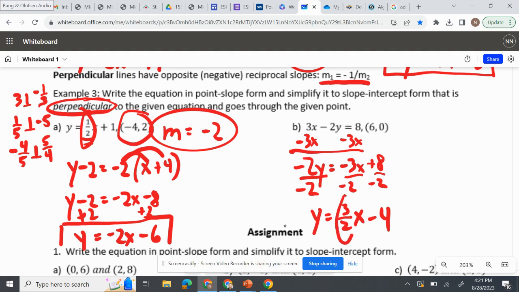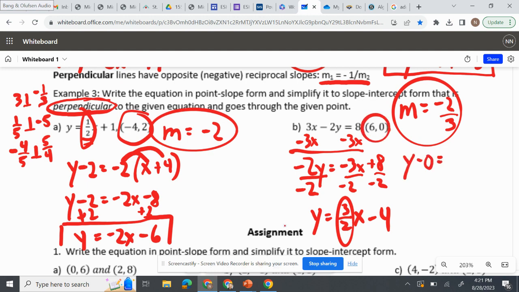We see that the slope is 3/2. So that means that our perpendicular slope would be negative 2/3. We're going to take our slope, we're going to take our point, and we're going to plug it in. y minus 0 equals negative 2/3, and then what we have is x minus 6. The minus 0, of course, cancels. So we're just going to keep this as y.